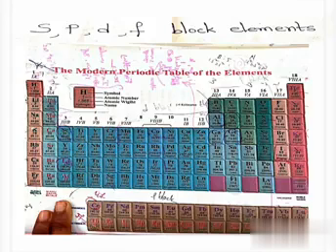Okay, the third group to the 12th group are called d block elements. Why? Because the differentiating electron enters the d block, that's why they are called d block elements.